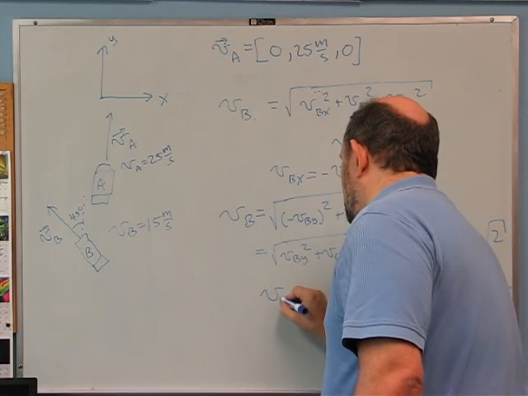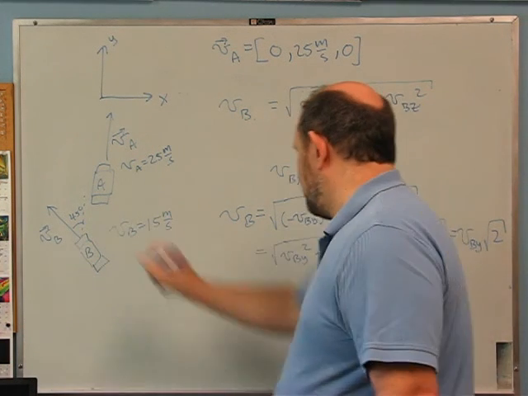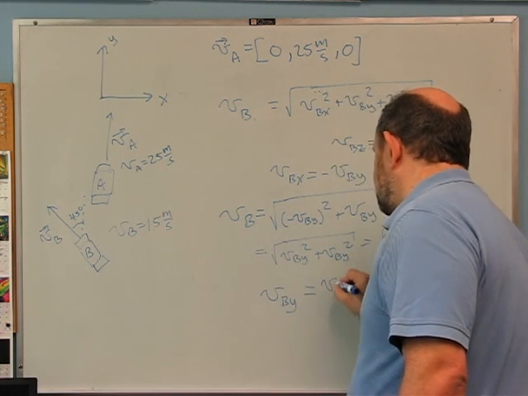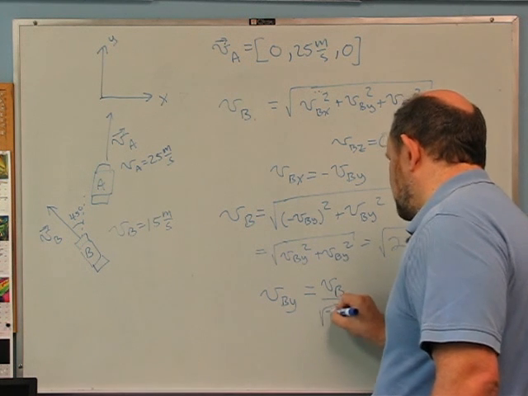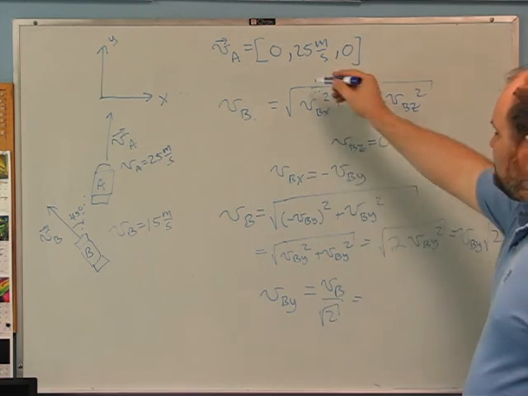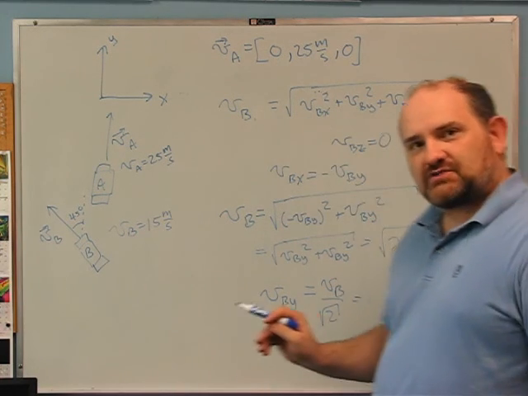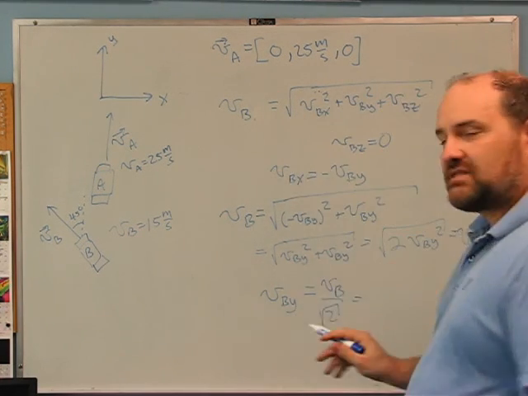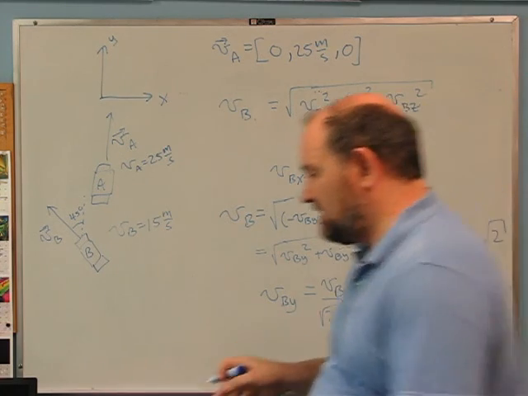Or VBY, which we know is positive just because of the way it's drawn, in this case has to be VB divided by the square root of 2. I've divided both sides by the square root of 2. Notice I haven't put any numbers in yet. I had to do a little bit of algebra here. You always want to do algebra just with the variables. Do not plug in numbers.